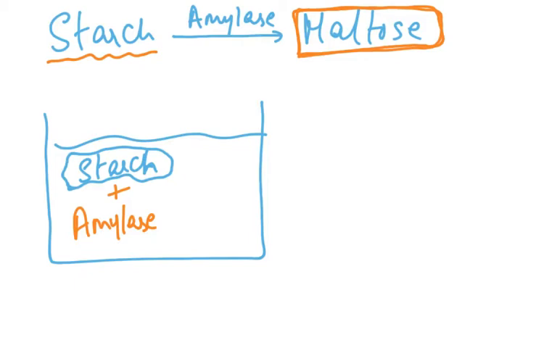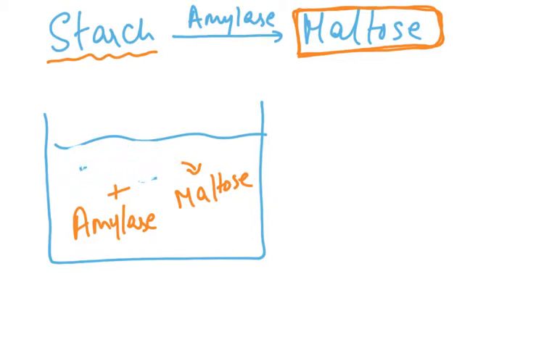Now to this starch solution, if you add amylase and you keep the temperature right, after some time all this starch will have been converted to maltose, and all the starch will have finished. So starch is all finished, and we now have maltose. We have maltose and we have the amylase. Now, we only want the maltose, we don't want the amylase. So the amylase is not required.